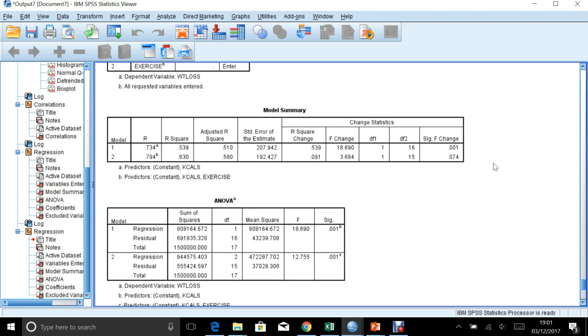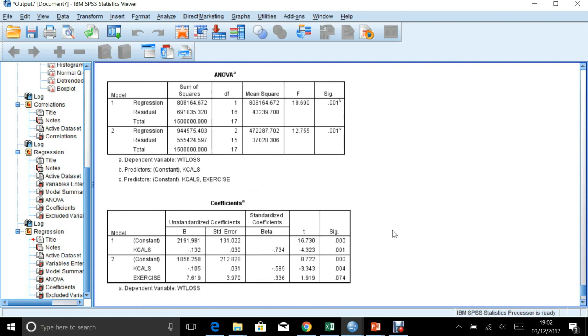When we look at the ANOVA table, again we can see that both models are significant, because ANOVA is telling us that with both variables entered into the regression they are explaining a significant amount of variance. However, it's only when we come to the coefficients table that again we can see this true picture emerging. So when food intake is entered first, again, as we know, it's a significant predictor. However, when we enter exercise into the regression, the variance associated with food intake reduces slightly.